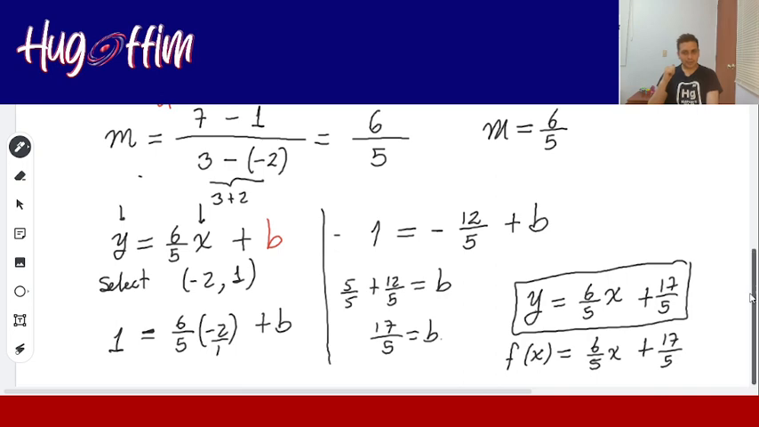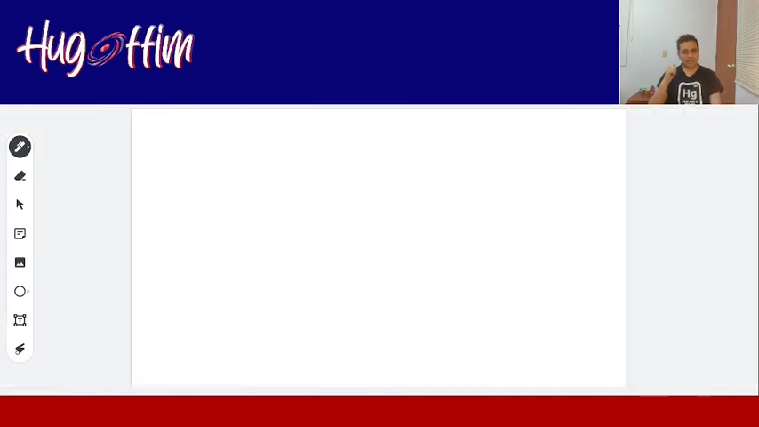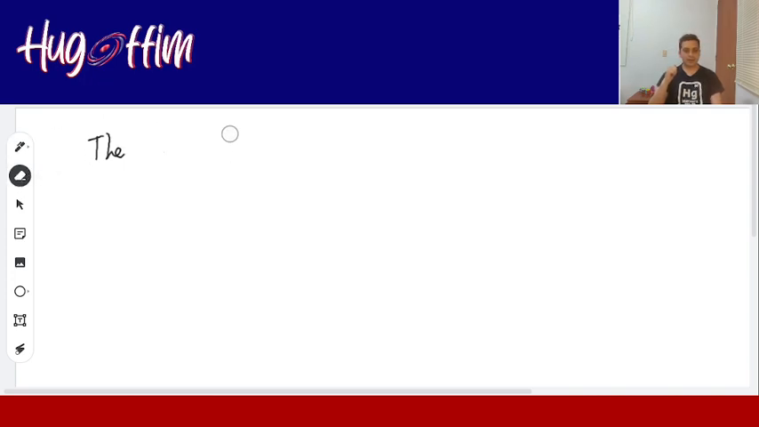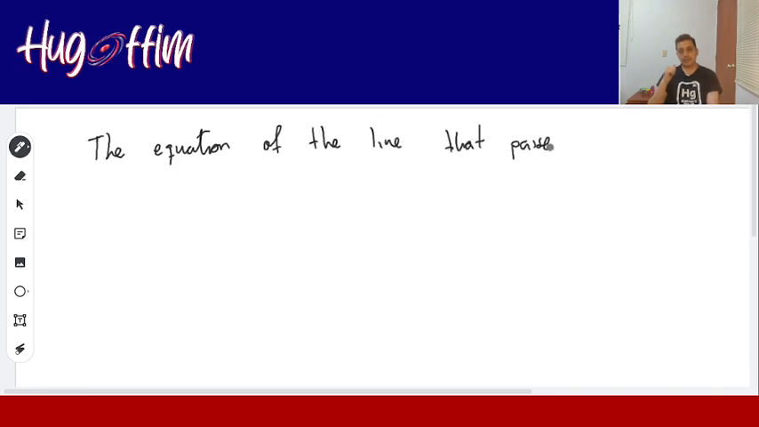I leave you homework so you can practice, so you can tell me if you understand. Please find the equation of the line that passes through 3, -2 and 5, -4. What will be the equation of this line?